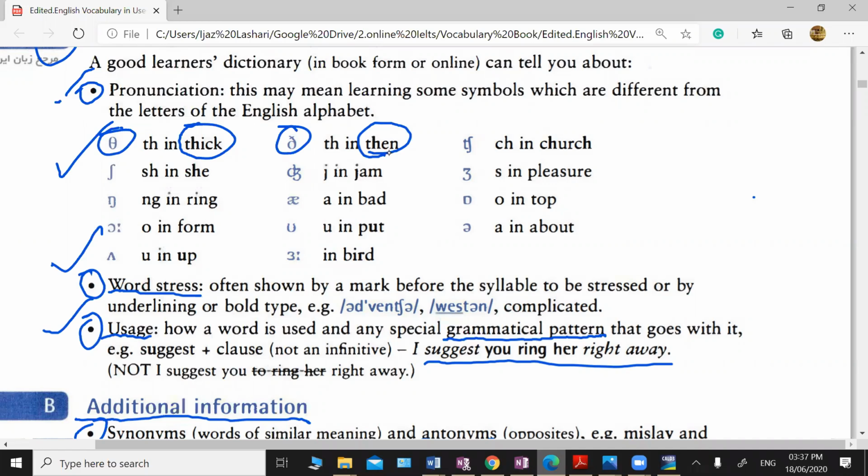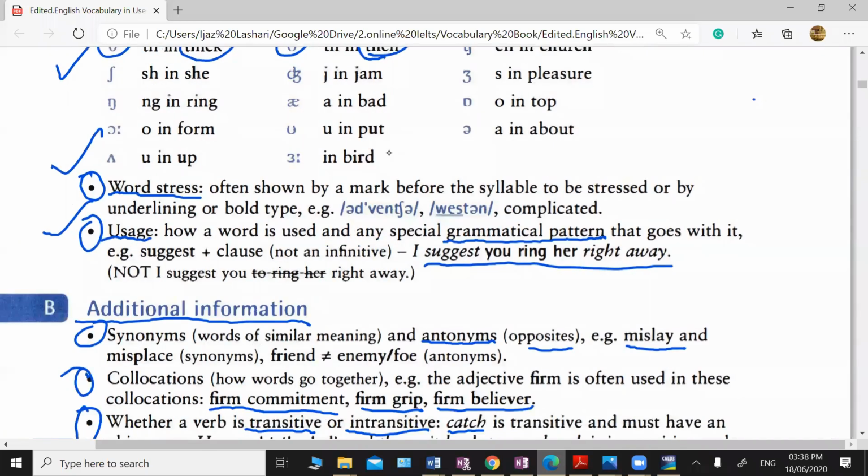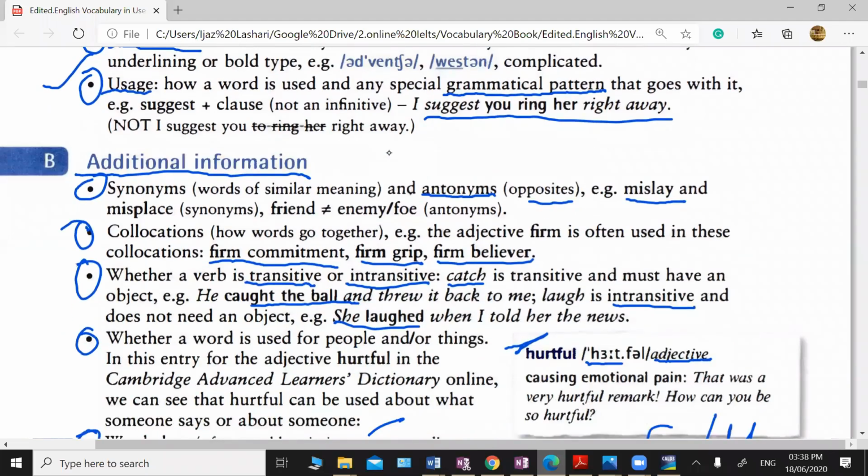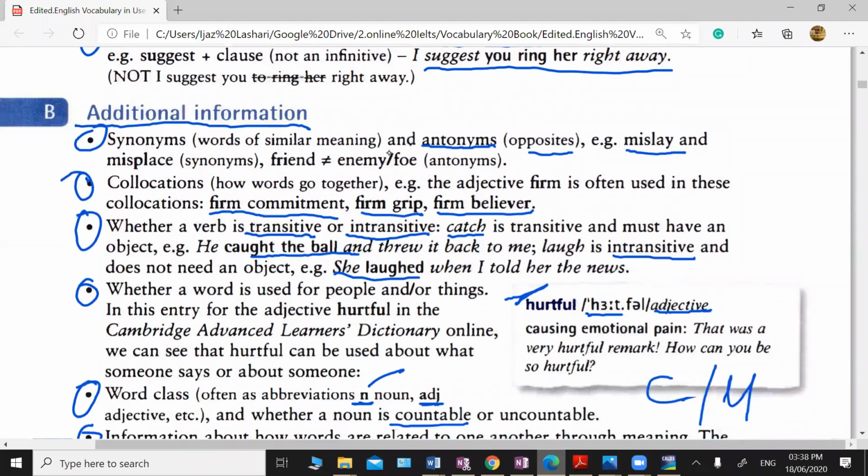Okay, next one is usage, how the word is used. The next thing is we find out synonyms. Can you tell me what is synonym and what is antonym? Synonym means same meaning. Yeah, thank you, Anis. Synonym means same meaning. Antonyms mean opposite meaning, not different, opposite. Yes, that's right.